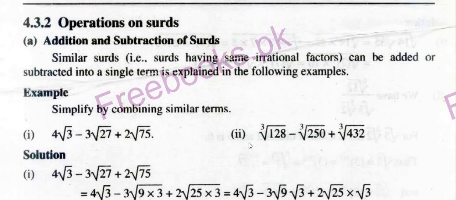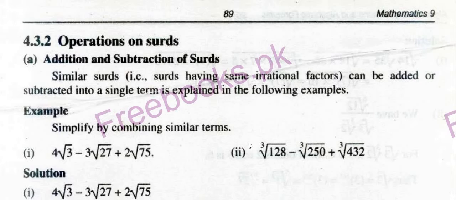Okay, what about the operations on surds? Just like there are 4 operations in mathematics: addition, subtraction, multiplication, division. We apply these arithmetic operations on numbers and on algebraic expressions. We can apply these operations on surds. First, addition and subtraction of surds. Similar surds having the same irrational factors can be added and subtracted into a single term.